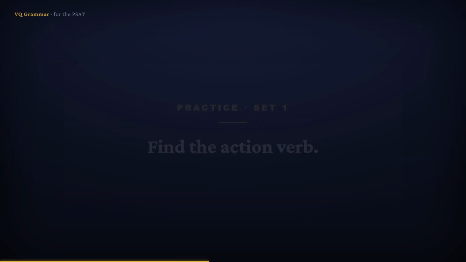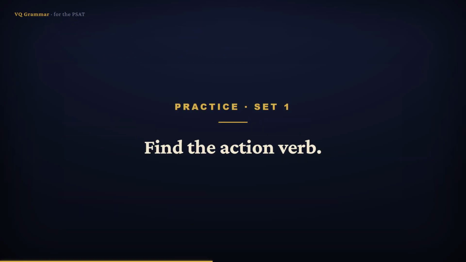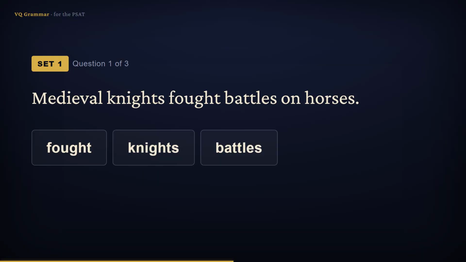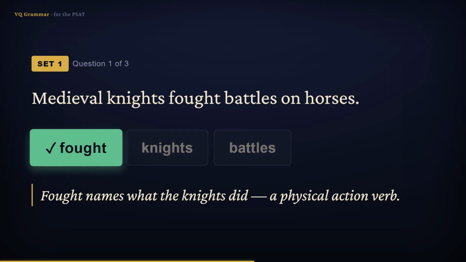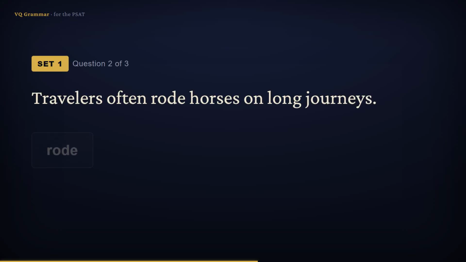Let's try a few. In this first set, find the action verb in each sentence. Ask yourself what the subject does, and remember, the action can be physical or mental. Pause and try each one before I answer. Medieval knights fought battles on horses. The subject is knights. What did they do? They fought. Knights and battles are nouns, things, not actions. Fought is the action, so the answer is fought.